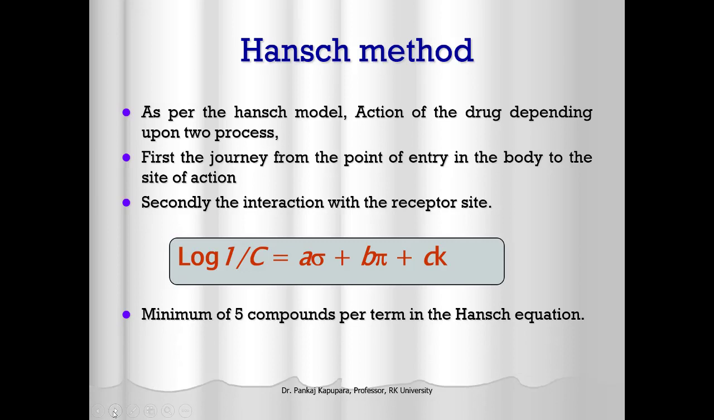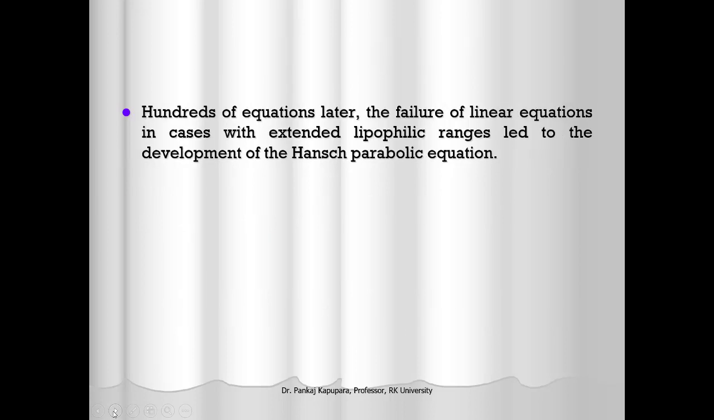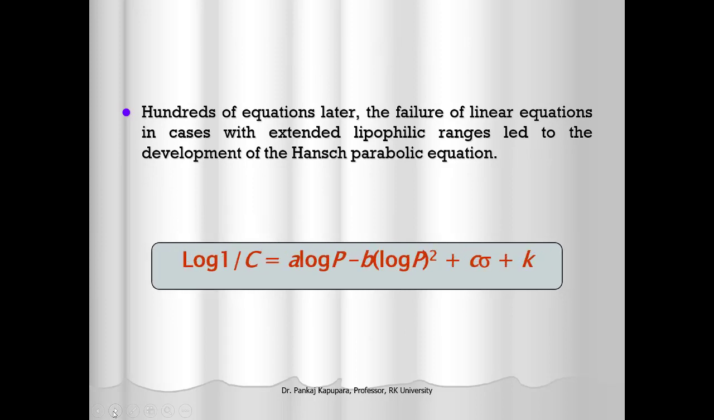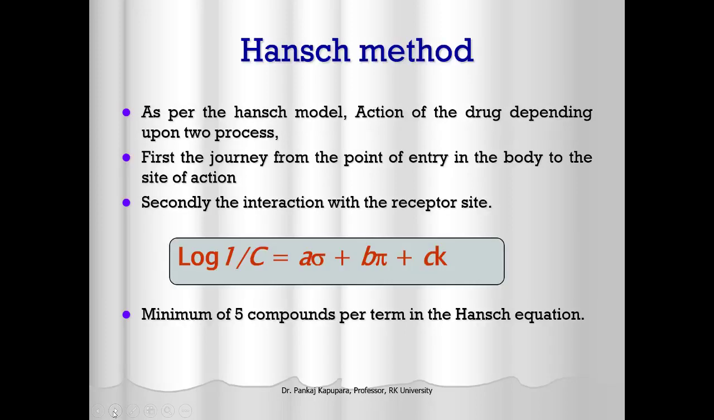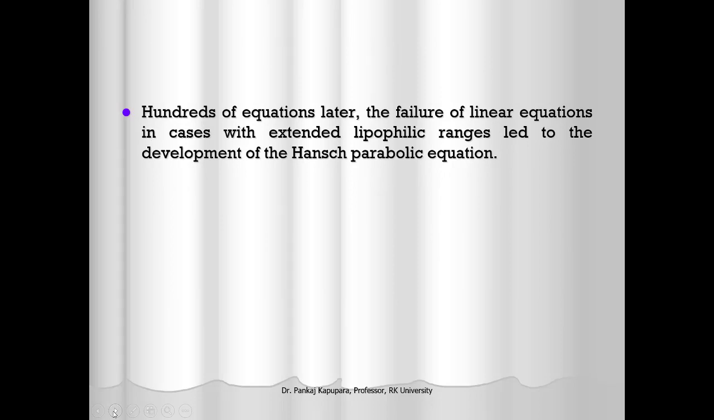So Hansch gave the linear equation log 1/C = a sigma + b pi + c Es, as we have developed the model in MLR like this. As per Hansch's suggestion, a minimum of 5 compounds per term is needed in the Hansch equation. After hundreds of equations, when Hansch did the various studies, the failure of the linear equation in the case of extended lipophilicity ranges led to the development of the Hansch parabolic equation.